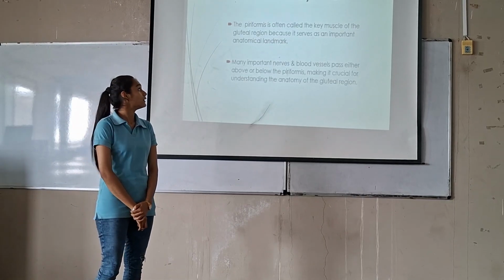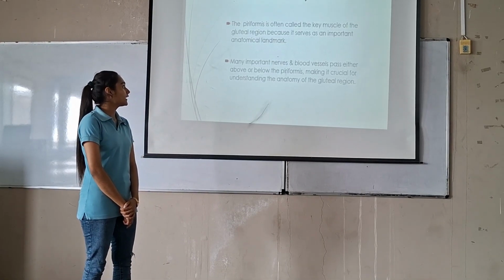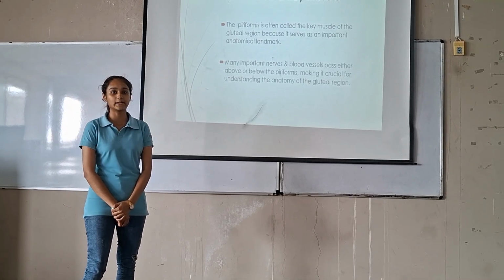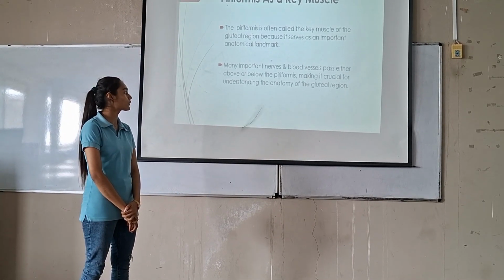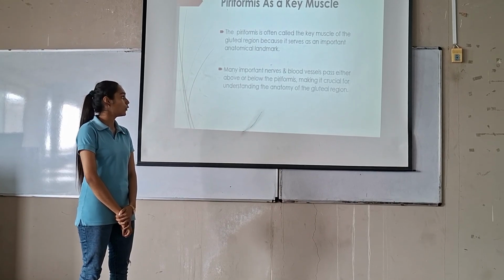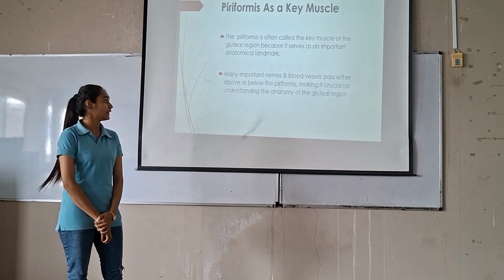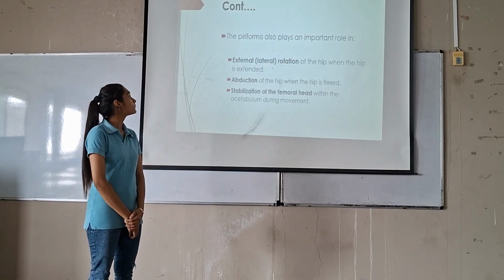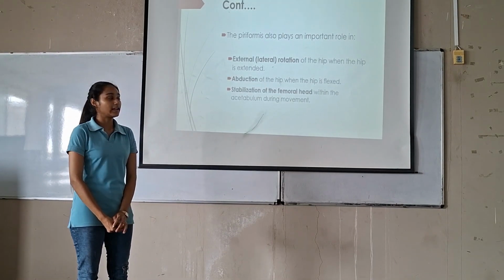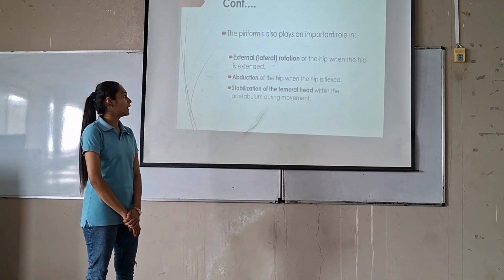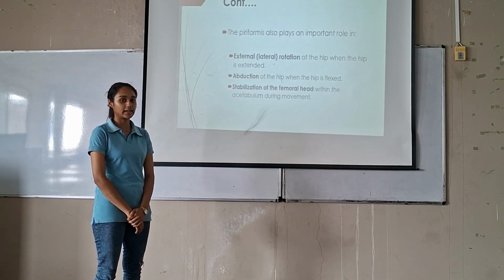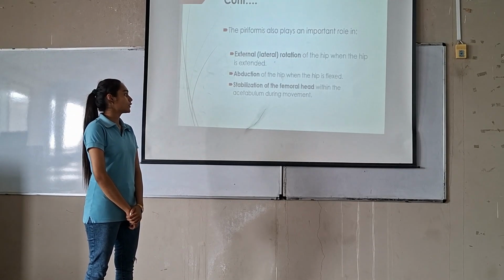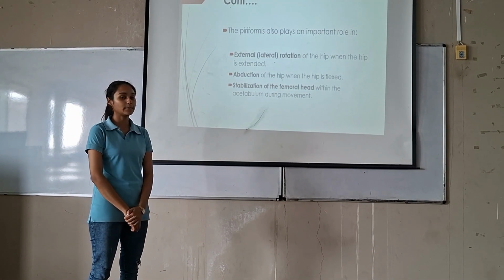Piriformis as a key muscle. The piriformis is often called the key muscle of the gluteal region because it serves as an important anatomical landmark. Many important nerves and blood vessels pass either above or below the piriformis, making it crucial for understanding the anatomy of the gluteal region. The piriformis also plays an important role in external or lateral rotation of the hip when the hip is extended, abduction of the hip when the hip is flexed, and stabilization of the femoral head within the acetabulum during movement.